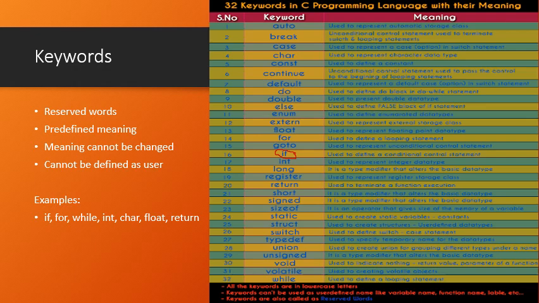So each of these keywords has some predefined meaning. If one writes the if, then its meaning cannot be changed. That's what we call keywords. These are the reserved words. They have a predefined meaning, meaning the compiler has set a certain meaning to each of these keywords. We cannot change those meanings. The user can use them, but they cannot be redefined, meaning they cannot be modified.